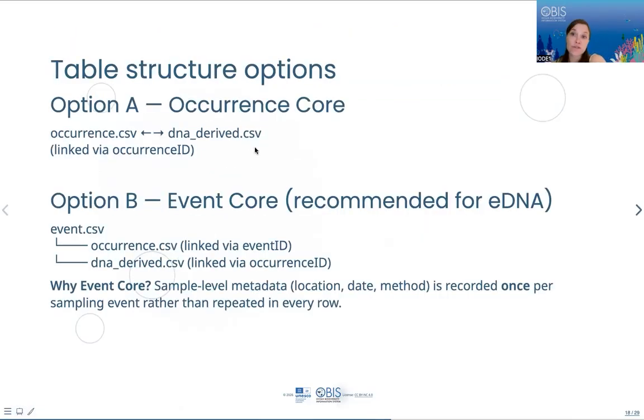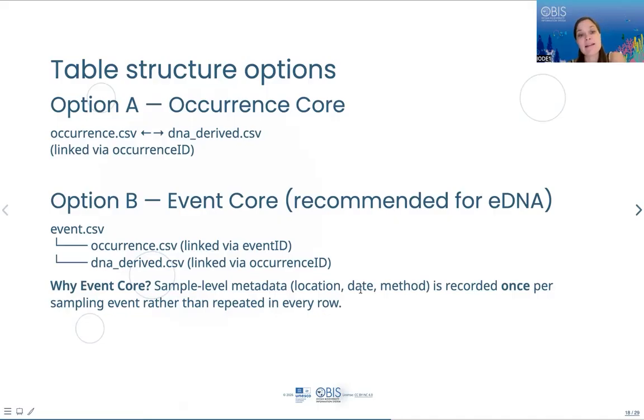Now, there is also a different way to do this. So far I've shown you the Occurrence Core and DNA Derived Extension tables, where we link that information via the occurrence ID. But we have a second option, where we would use the event core with an occurrence extension and a DNA derived extension, both. So in which cases would you like to do this? It adds a tiny little bit of complexity, but you would use it if you have a lot of sample level metadata that you would like to include, for example, on how the samples were collected or different physical or chemical measurements that you took in your event.